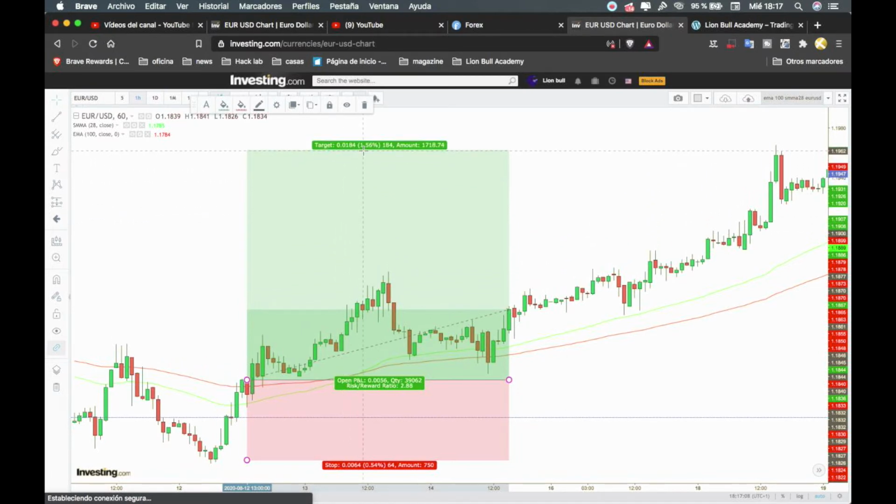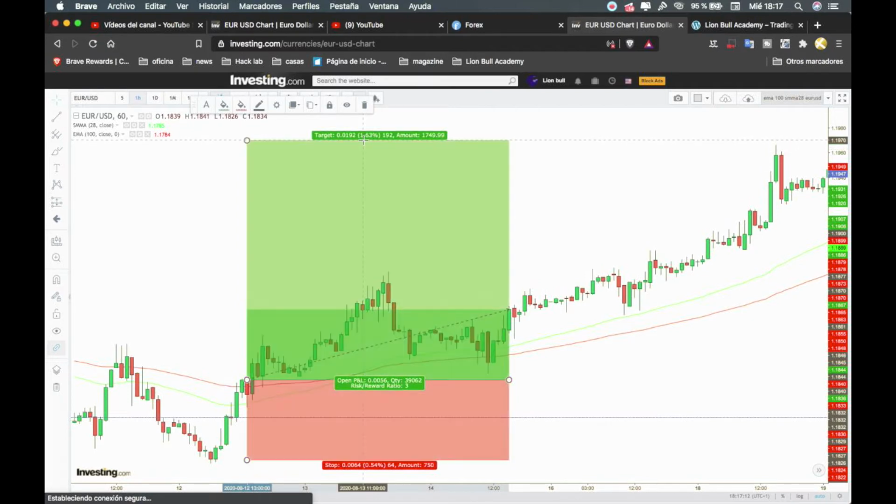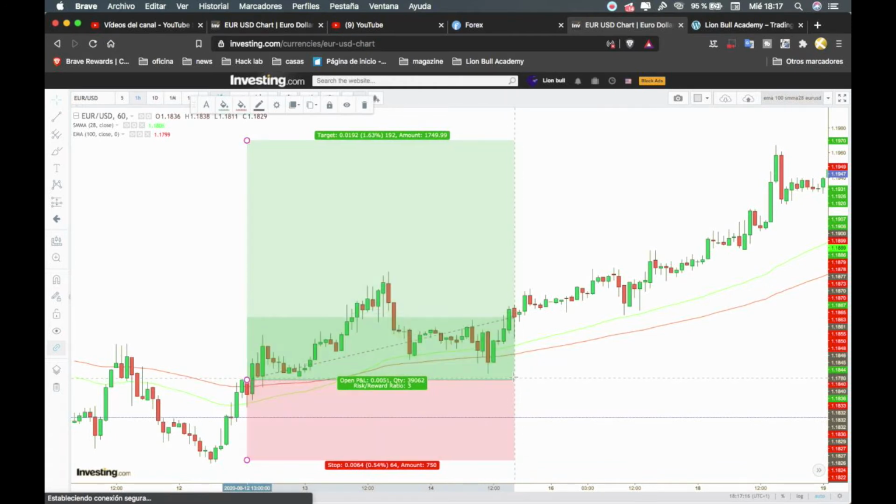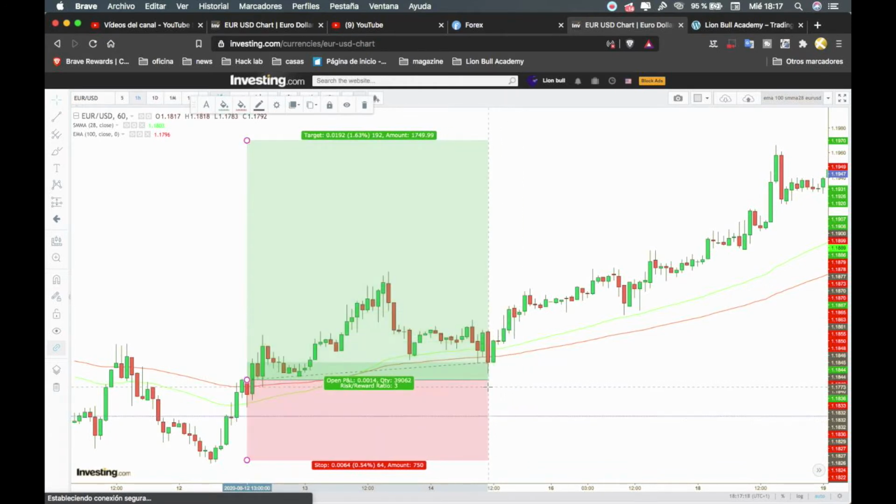For example, if you were risking $50, the profit has to be $150. Okay, you put it. Perfect. Now I want to explain when to close the operation. In this case, particularly, normally we close when we arrive at the target of 3. This means 3 times the risk.